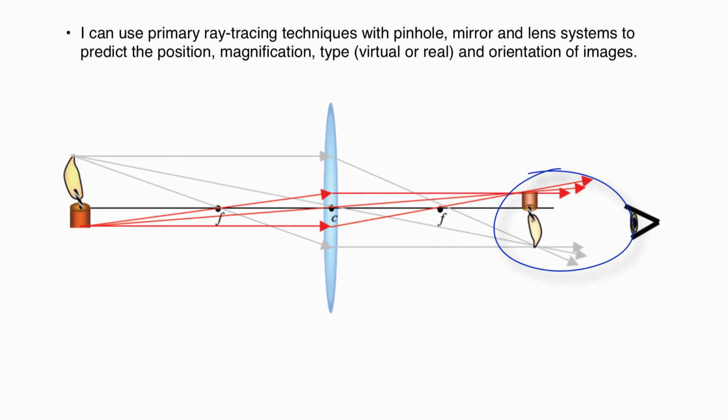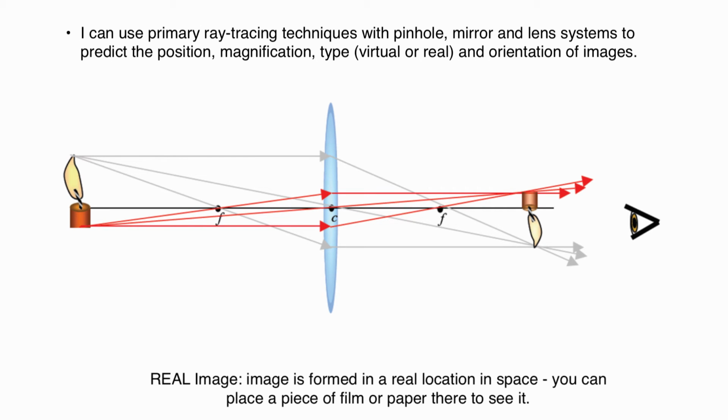And you would see the candle flame appearing to sort of float right in front of your eye, and the light rays are diverging from those points, much like as if the candle was actually sitting right there. This is a real image. You could actually capture it on paper, and you can also just look at it floating in space.